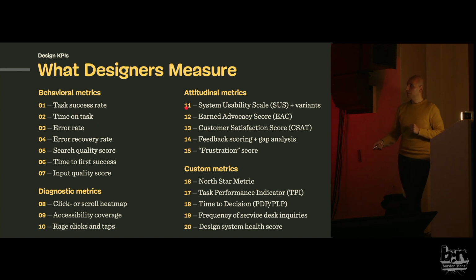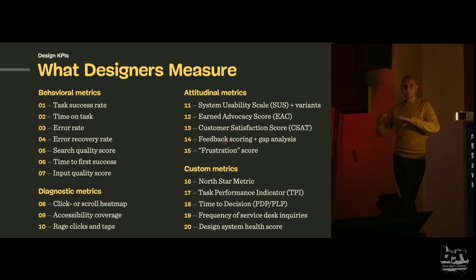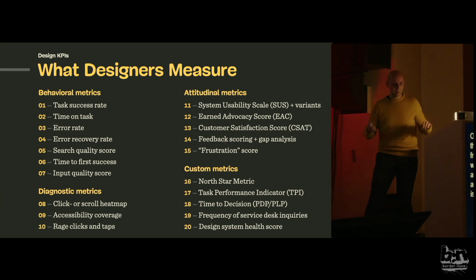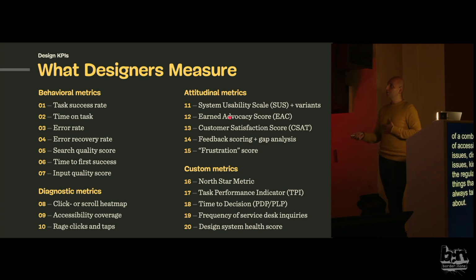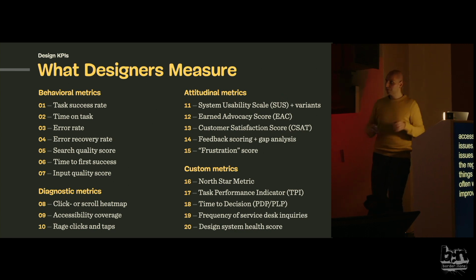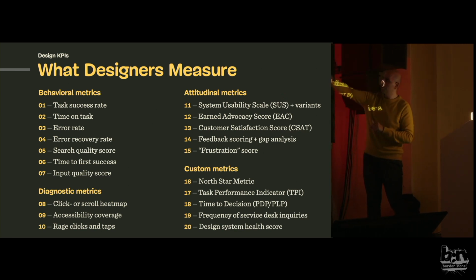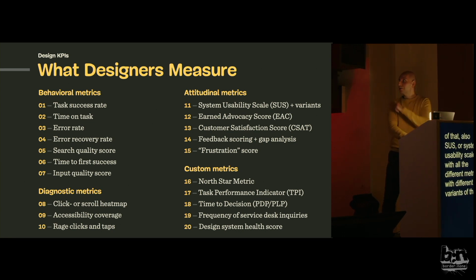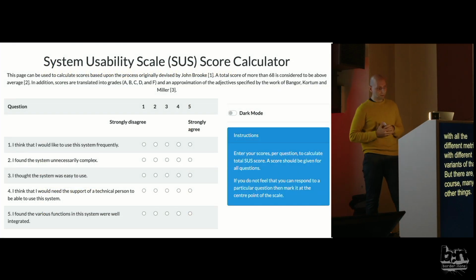On top of that, there is also a frustration score, which is a combination of accessibility issues, usability issues, the regular things that we often will want to improve. And on top of that, also SUS, or System Usability Scale, with different variants of that. But there are, of course, many other things that we could be tracking. For the one that I mentioned, the SUS, if you haven't seen it, it looks like this, right?